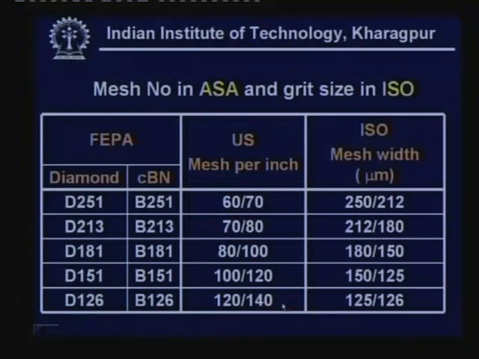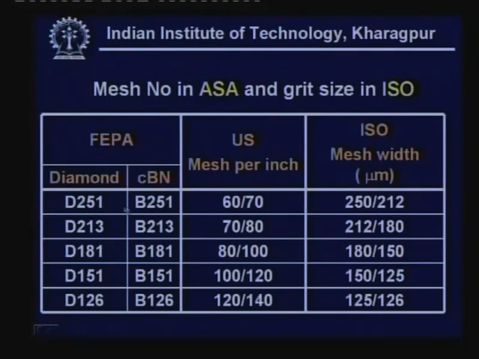Here we find how the grit size should be specified. We have at least three systems. This is the European system. This is a federation of European manufacturers of abrasive material, the federation of European producers of abrasive. Now, they call it either, for diamond it comes with a symbol D, for CBN it comes with a symbol B.